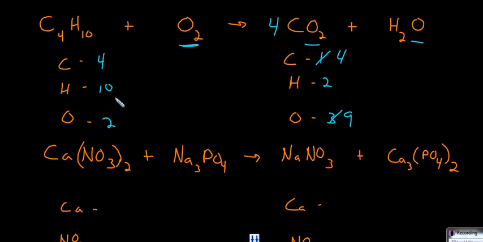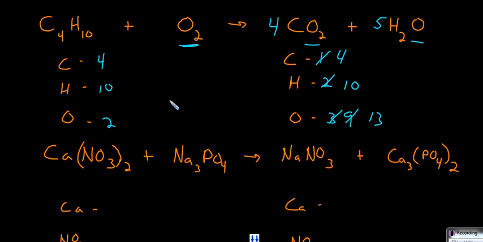And so we have 10 hydrogens on the left, we have 2 on the right, so we'll put 5 in front of water. So now we have 5 times 2, we have 10 hydrogens on the right. This also changes the number of oxygens. We have 4 times 2, we have 8 oxygens here, plus 5 oxygens here, so now we have 13 oxygens. So everything is balanced but oxygen, so now we'll balance oxygen.